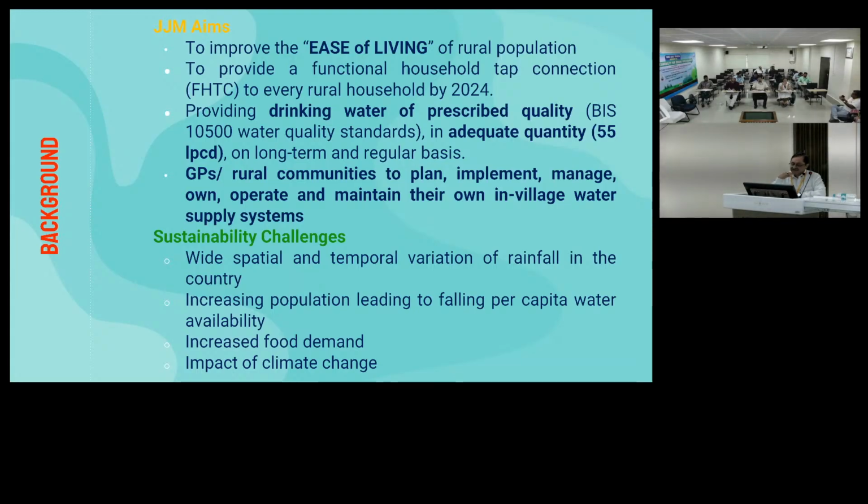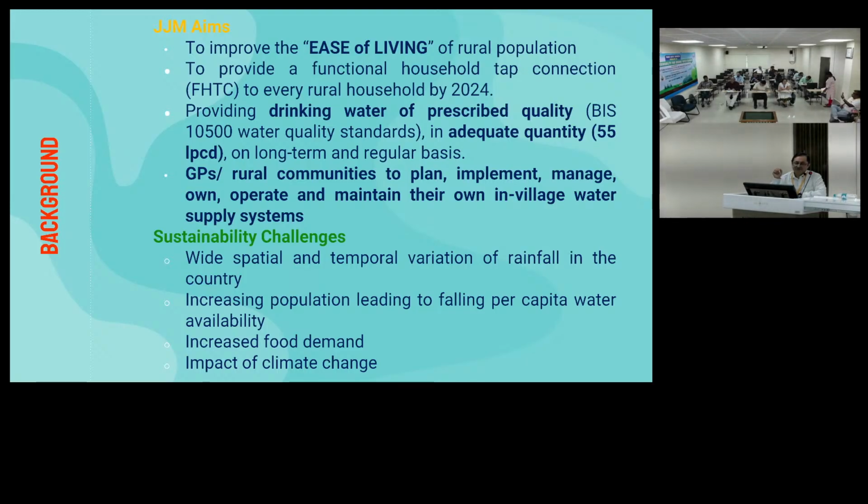In sustainability, what are the main challenges? These are the wide spatial and temporal variation of rainfall in the country, from 250 mm in Jaisalmer, Rajasthan, to 11000 mm in Cherrapunji. That is a huge wide variation, and temporal variation, as you have seen in Biplav Sab's presentation, that during monsoon we are having 70 to 80% of rainfall, other months it is much lesser. So, these are the variations.